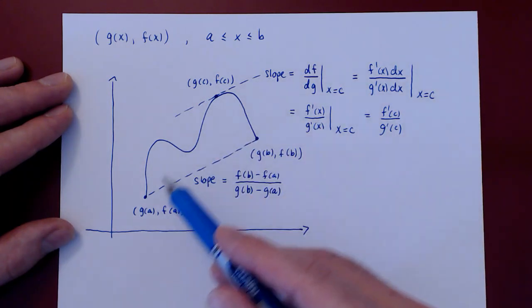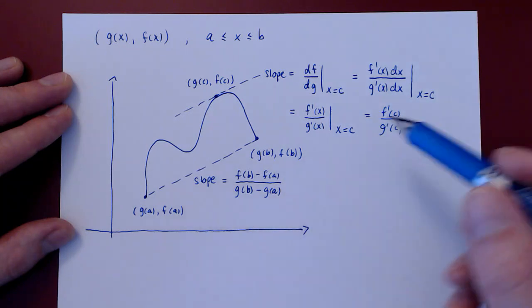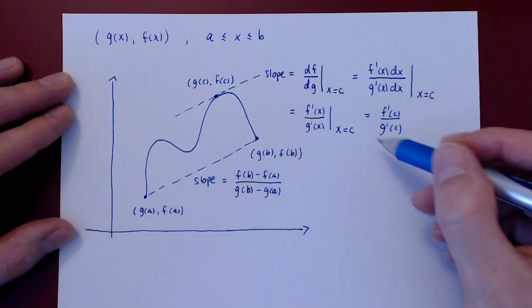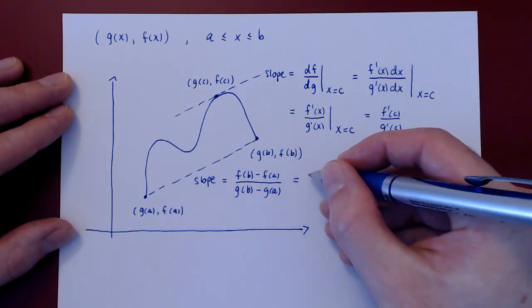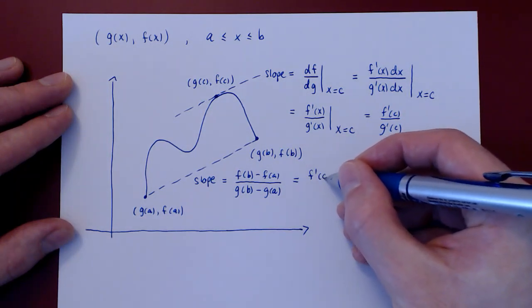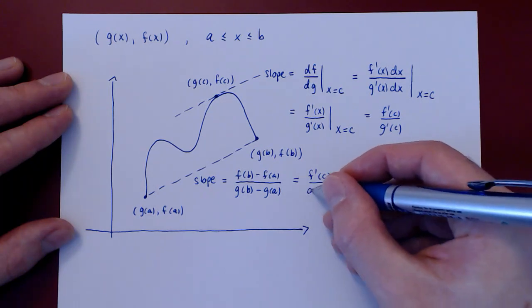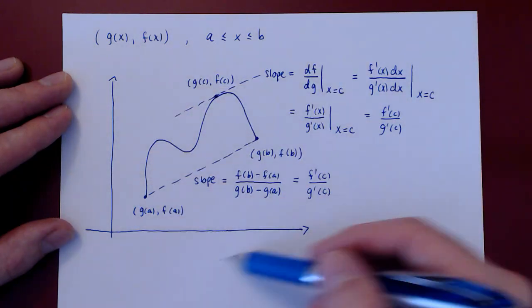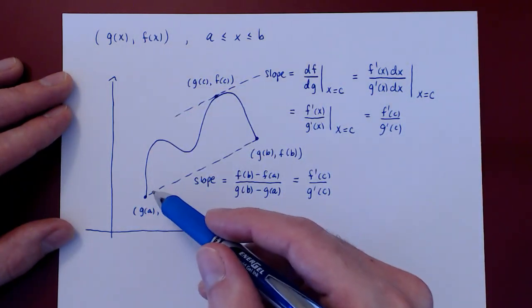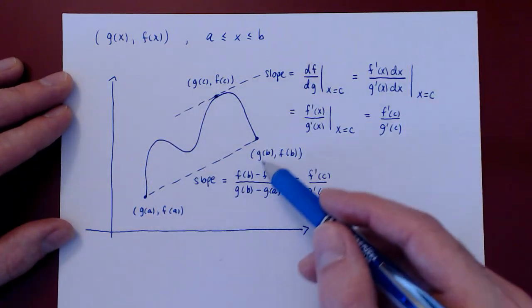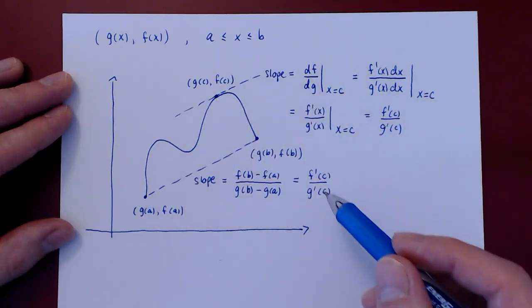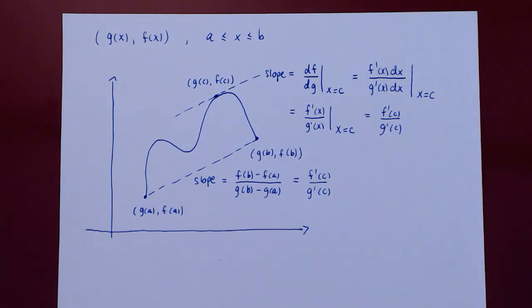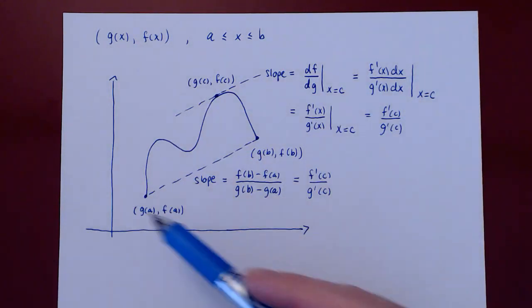And since they are parallel, they will have the same slope. And so f of b minus f of a over g of b minus g of a will be equal to, for some choice of c, the derivative of f at c over the derivative of g at c. And this completes the geometric proof. And again, no matter how wild of a curve you sketch, you will always find at least one such point. So hopefully this makes Cauchy's mean value theorem much more intuitive.